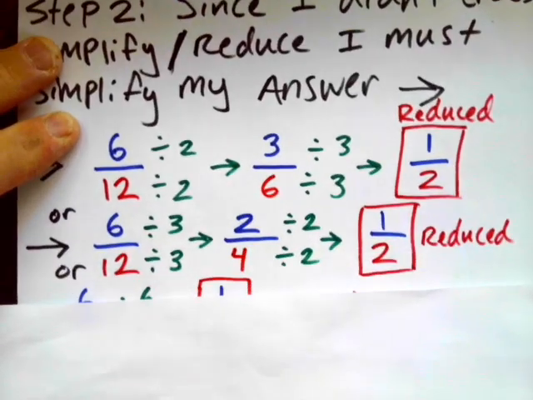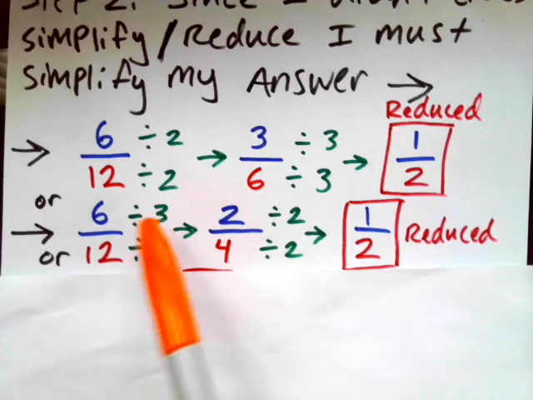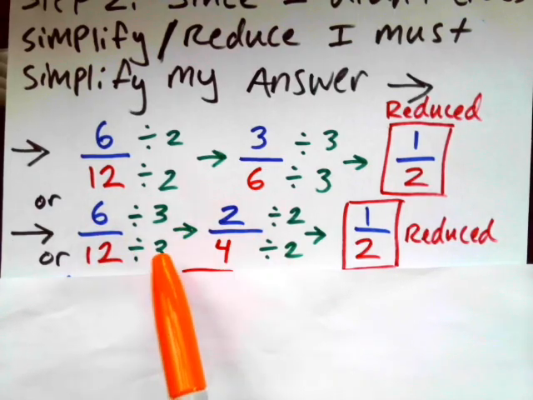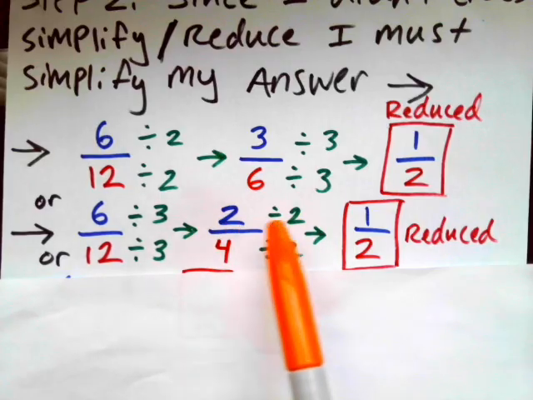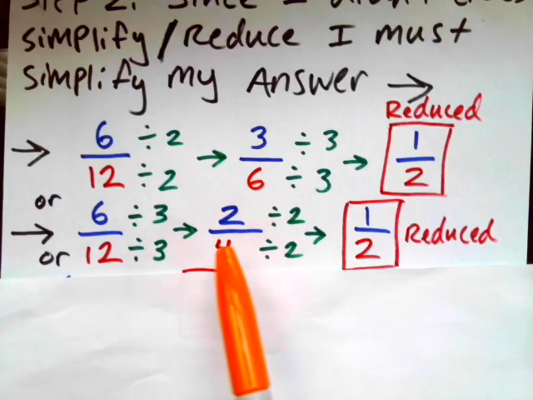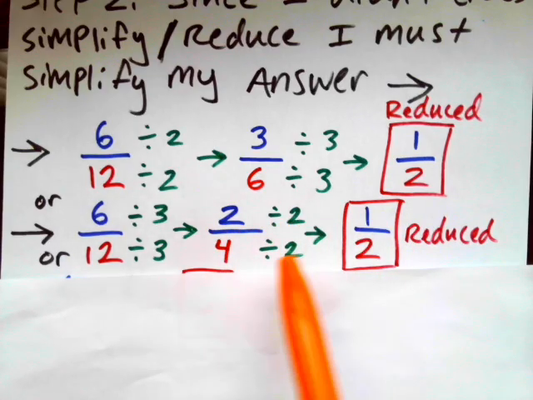Well, what if I did 3? I divided 3 into 6, which is 2, and 3 into 12, which is 4. You could do that. You'd have to recognize that the 2 would need to be reduced, and the 4 would need to be reduced. 2 divided by 2 is 1. 4 divided by 2 is 2.